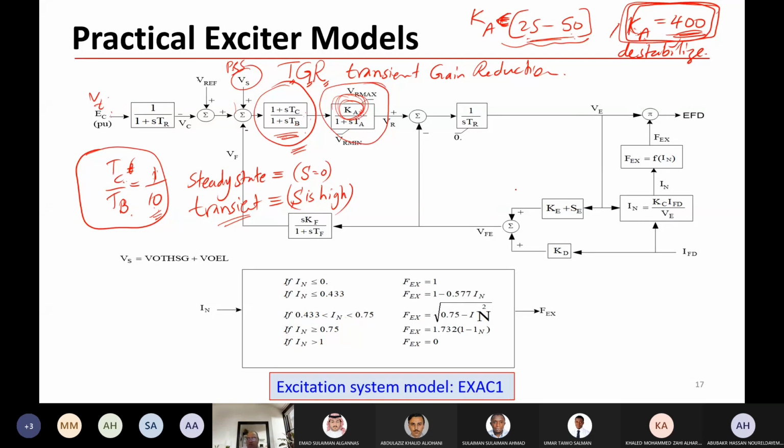In order to solve this, we can keep Ka at 400, but we will add this transient gain reduction block. When we have a disturbance, this block will reduce the Ka by 10. You divide it by 10. In a steady state, this one will not play any role. Is it clear, Abdulaziz?